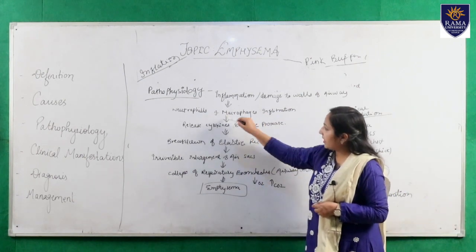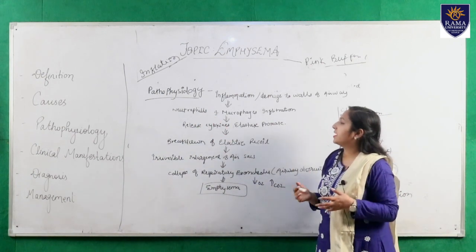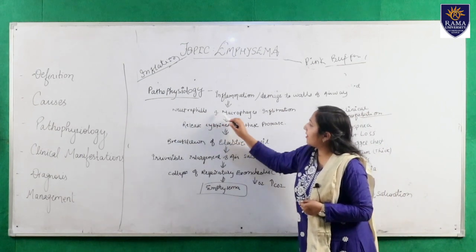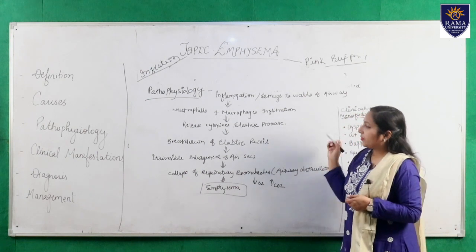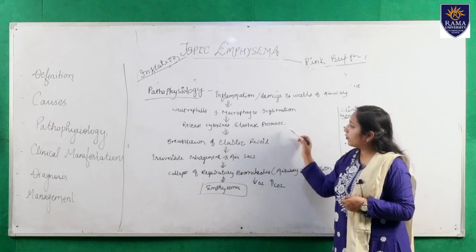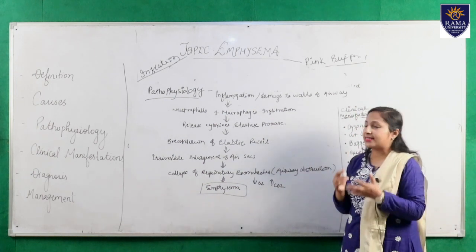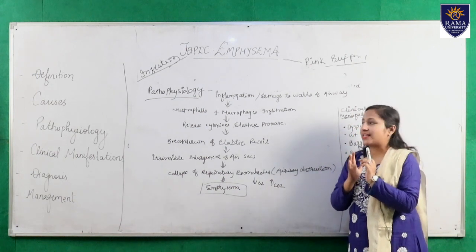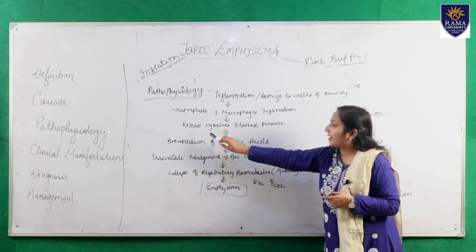Moving forward, what happens in the next stage? Neutrophils, our immune cells, and macrophages infiltrate. These cells secrete some enzymes and also release cytokines, elastase and protease. This is responsible for the breakdown of elastin proteins, which help the alveoli inflate and deflate during expiration and inspiration. What happens in emphysema? These proteins get broken down.